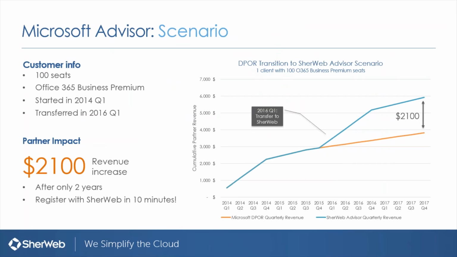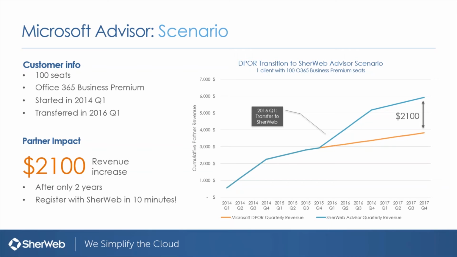And if you look at it over time, in a one customer scenario, you can see in this breakout what you're used to getting in that 3% model if you had a customer of 100 seats on the business premium plan. You can get a look at what your cumulative partner revenue is. And then if you were to take advantage of this Microsoft match, you could see beginning in Q1 of 2016, you'd start seeing a significant bump up in recurring revenue over time. From when you make that transition in Q1 of 2016 to the end of Q4 2017, it would total up to over $2,000 of additional revenue in your pocket with this particular model.